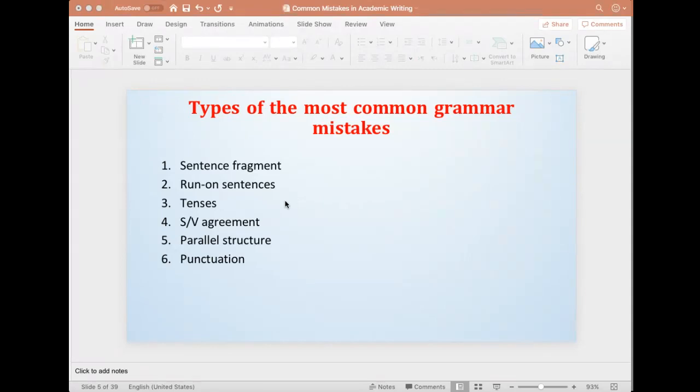Tenses is also another problem, like what we have seen in the previous examples: I lost my keys and I have lost my keys. So these are two different things. Subject-verb agreement also is another issue. Parallel structure, and finally punctuation.